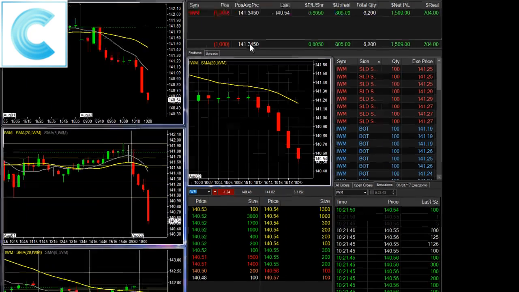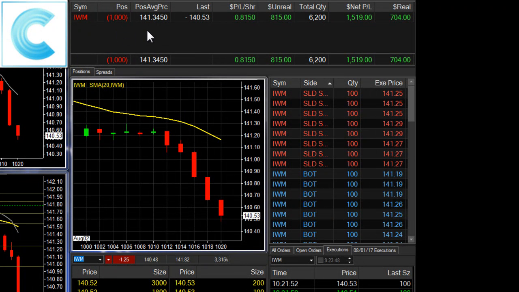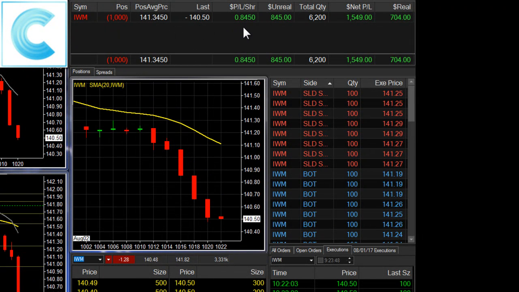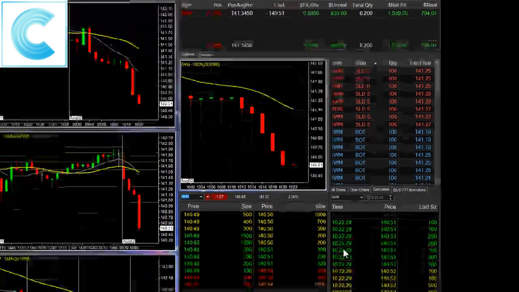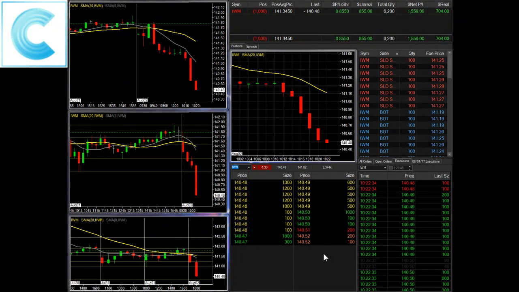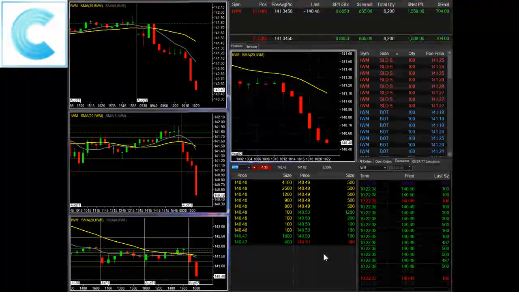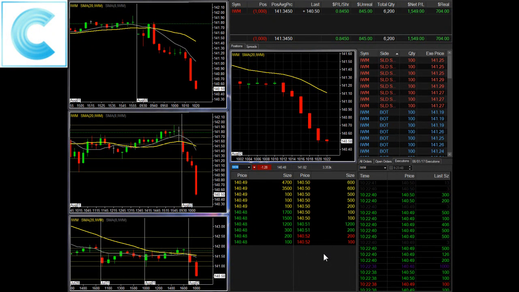Alrighty, so quick review of the position summary. 1,000 shares short. Average price is the 34s. Current price is 140.50s. Current profit per share is 84 cents. Unrealized profit is 8.55. Total shares so far, not including what I have as the open position, is 6,200. Realized is 704. Net profit and loss is 15.49. And we're currently roughly just shy of an hour, about 55 minutes into the trading day.